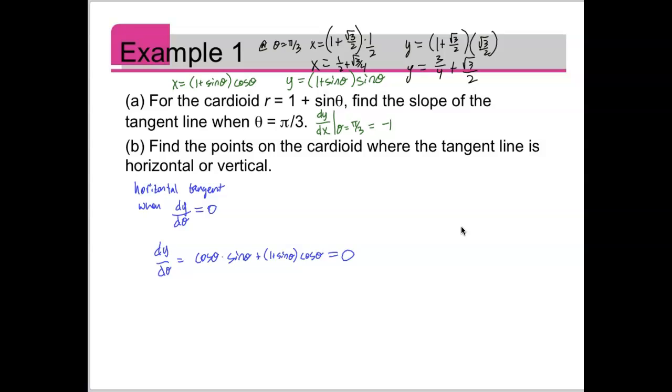All right, well, notice that I have a cosine factor in both terms here, so I'm going to factor that out. So cosine theta times (sine theta plus 1 plus sine theta) is 0. They're separately able to be set equal to 0. So cosine theta equals 0, and this one is 2 sine theta plus 1 equals 0. Isolate the sine, so sine theta is -1/2. So we're trying to figure out values of theta that would solve these equations.